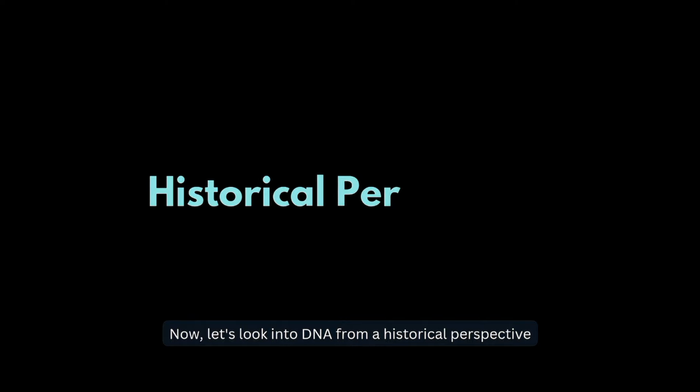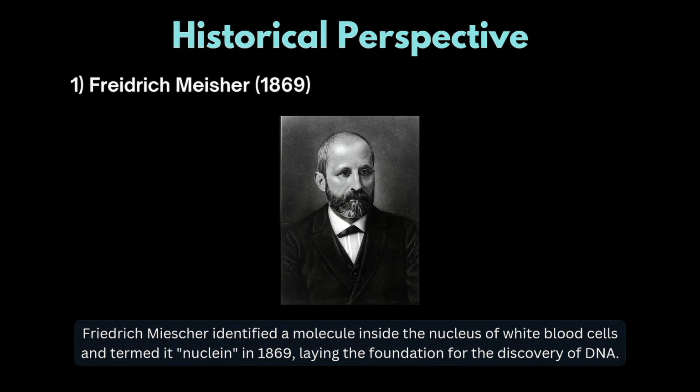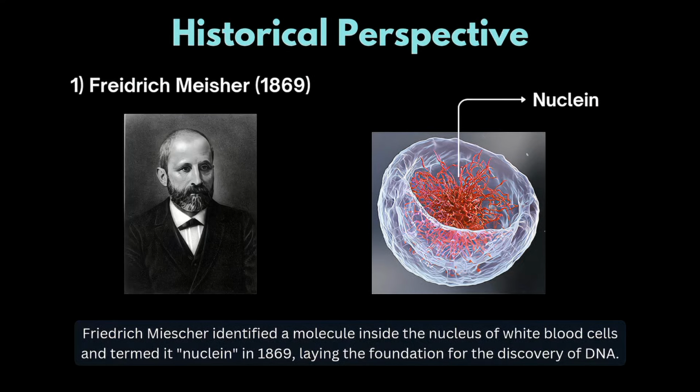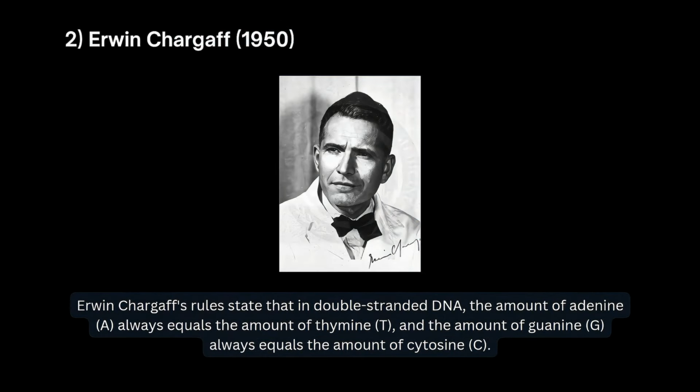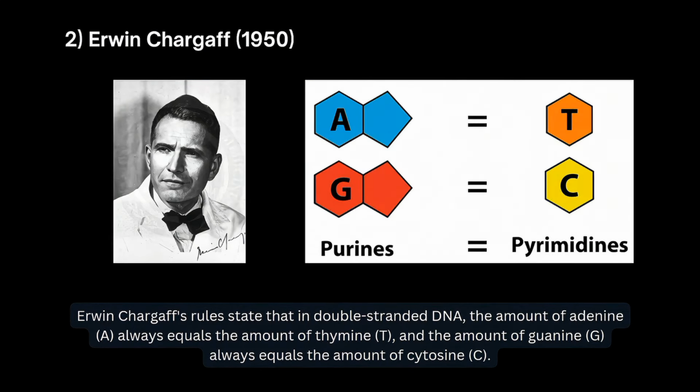Now let's look into DNA from a historical perspective. Number 1. Friedrich Miescher. Friedrich Miescher identified a molecule inside the nucleus of white blood cells and termed it nuclein in 1869, laying the foundation for the discovery of DNA. Number 2. Erwin Chargaff. Erwin Chargaff's rule states that in double-stranded DNA, the amount of adenine always equals the amount of thymine and the amount of guanine always equals the amount of cytosine.